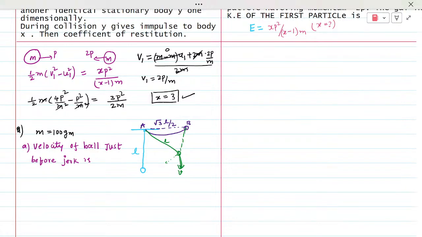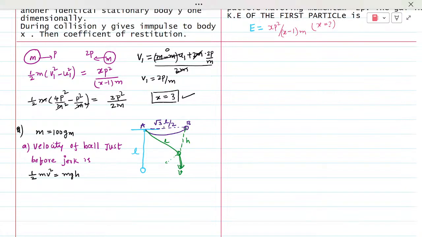So at this point, we have to find out how much distance x. Therefore, here velocity is found using conservation of energy: (1/2) m v square is equal to m g h. So h you need to find out.